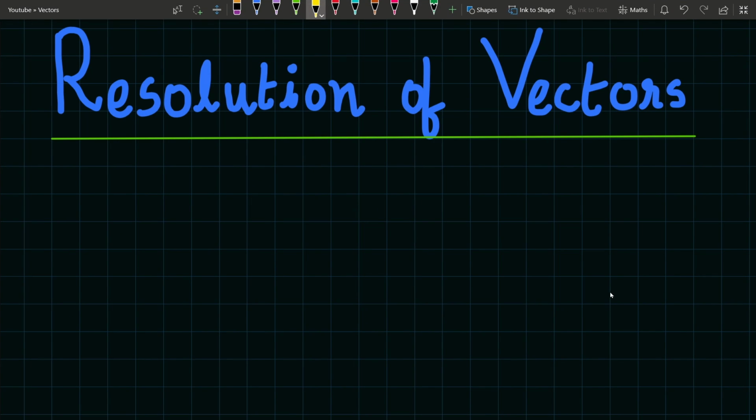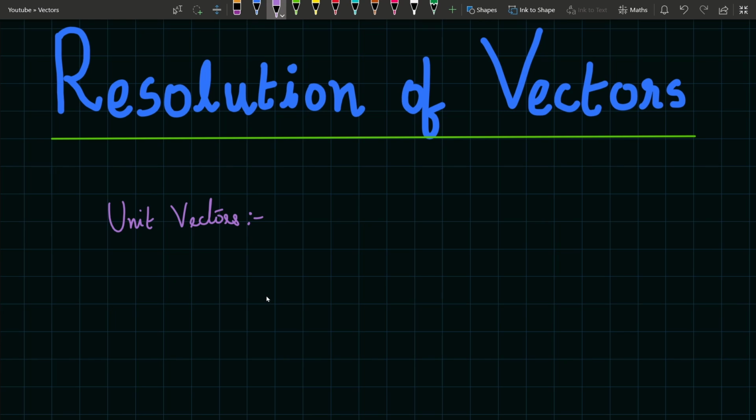What is resolution of a vector? Actually, if you have any vector, you can write that as a sum of other vectors. Okay, so that is basically resolution of a vector. So before doing that, we need to learn an important concept called unit vectors. So first we'll do that.